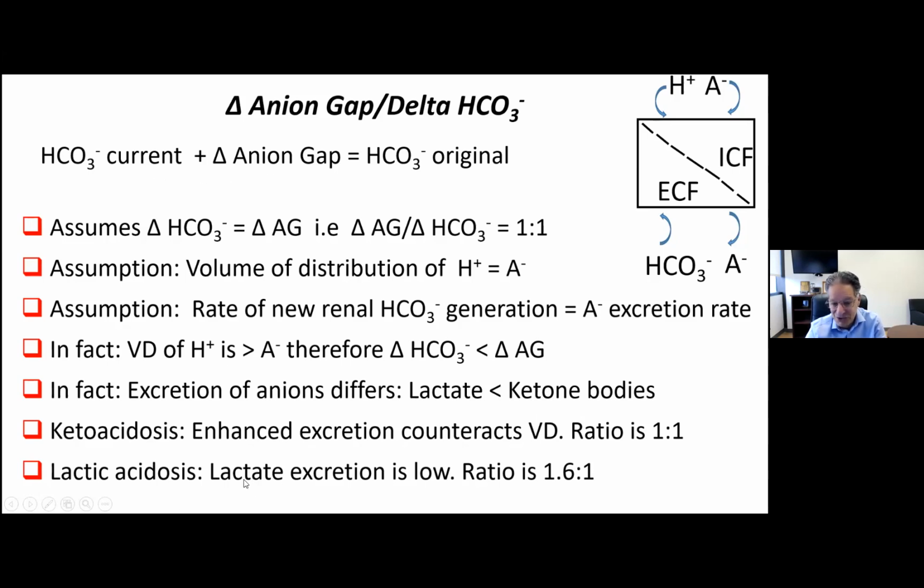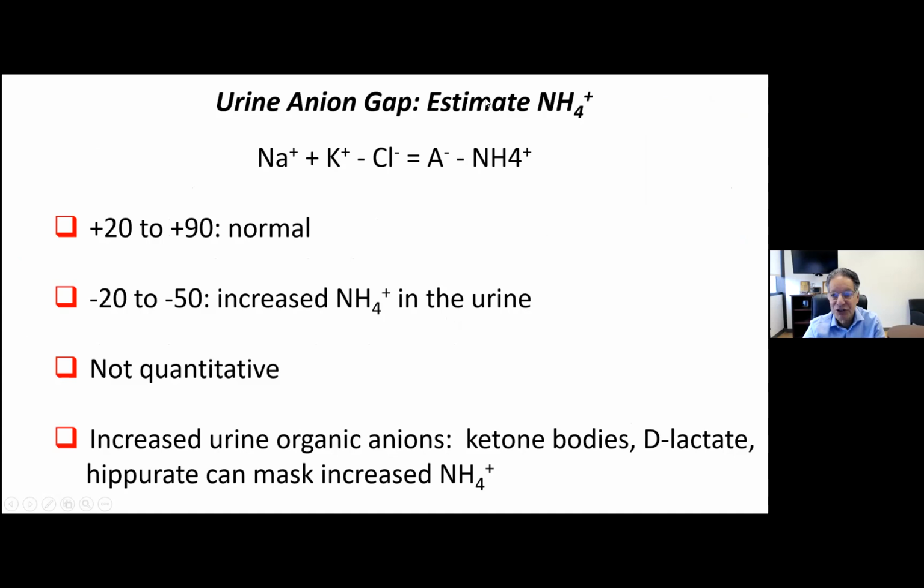But in lactic acidosis, the excretion is very low, and you can have a change in the lactate concentration of 1.6 times the drop in your bicarbonate. And that is normality. It doesn't mean there's something else going on. So these kind of subtle effects you have to keep in mind when you're comparing the change in anion gap to change in bicarbonate. Now, what about the urine anion gap?